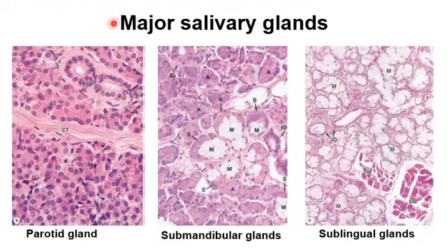Here we have the major salivary glands. Let's start with the parotid gland. It has a prominent connective tissue capsule and trabeculae. Its secretory units are purely serous. It has prominent striated ducts with their characteristic striations. It becomes invaded by adipose tissue at the age of 40.